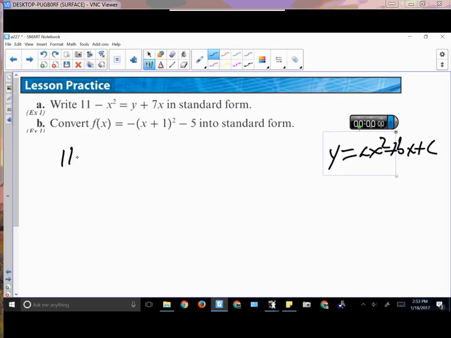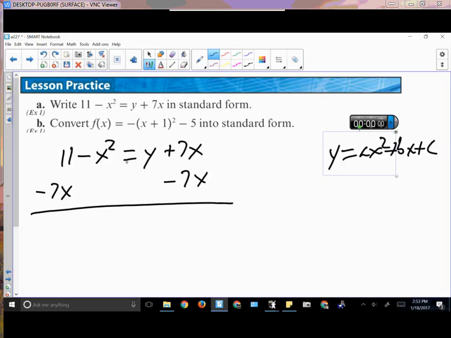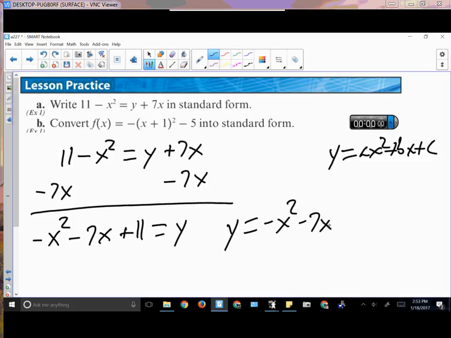So if I've got 11 minus x squared is equal to y plus 7x, this is what I would do. Subtract 7x, subtract 7x. So I've got this written out in order as negative x squared minus 7x plus 11 is equal to y. Now, if you have it written out like this, that y is equal to negative x squared minus 7x plus 11, is that the same thing? Yeah. You have to understand that the left side and the right side doesn't matter. They're equal. That's why we call it that.